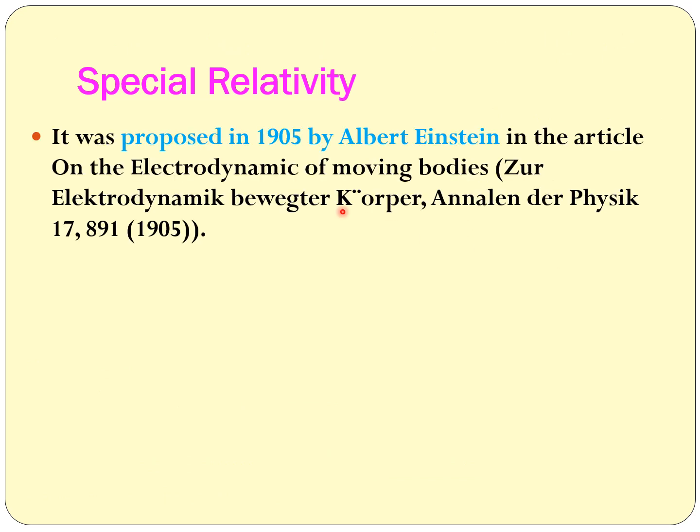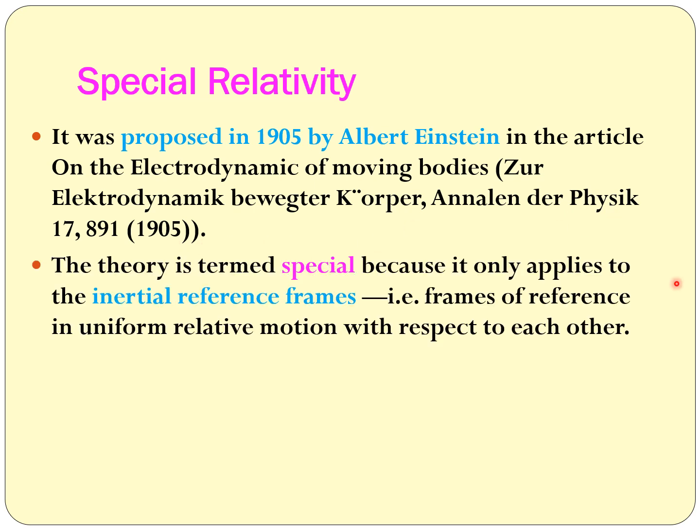And the special theory was proposed in 1905 by Albert Einstein in the article on the electrodynamics of moving bodies, and this paper was in German, published in Annalen der Physik in 1905. The term special was used here because it is the special case used only for inertial reference frames, meaning the frames which are moving with constant velocity.